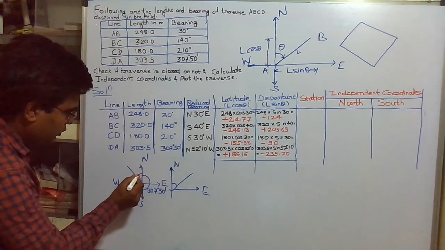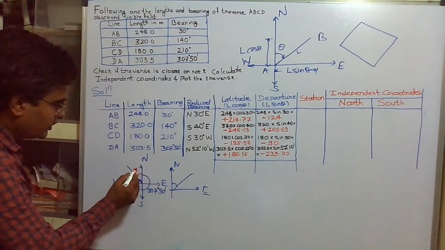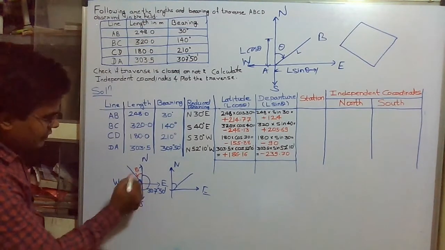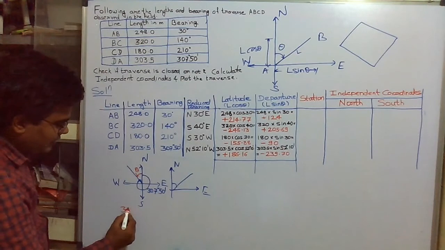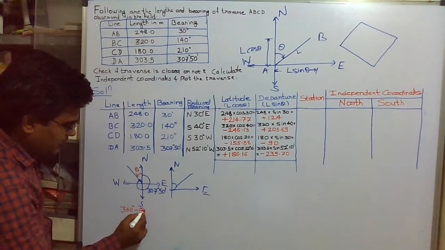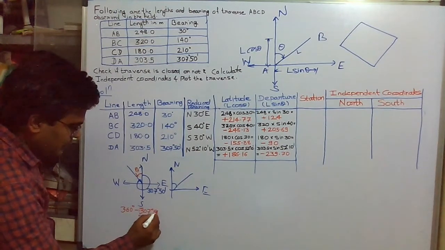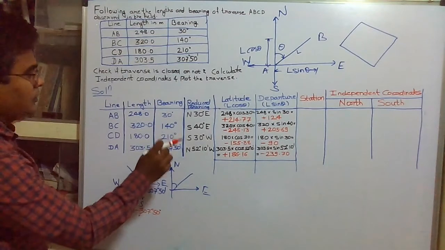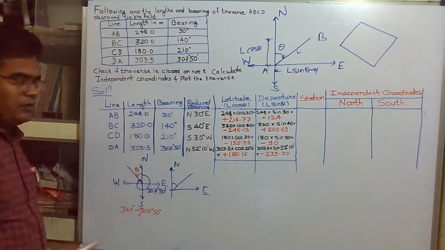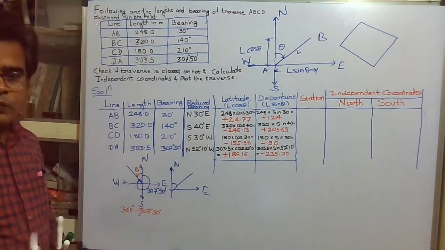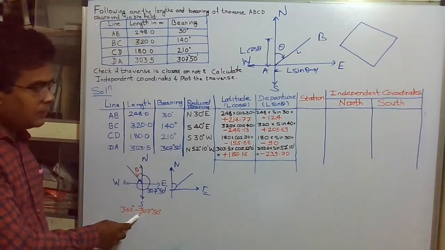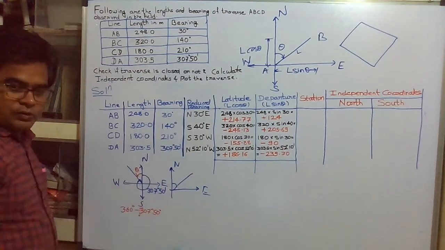North, this angle theta, and west. What will be the bearing of this line? The complete circle is 360 degrees, so it will be 360 degrees minus 307 degrees 50 minutes, which comes to 52 degrees 10 minutes, and its quadrant is northwest. I have written it. So the first step is to convert all the bearings into reduced bearings like this. These are the reduced bearings of the lines.